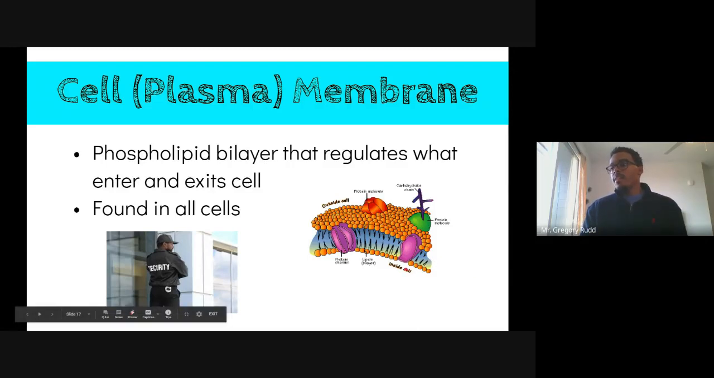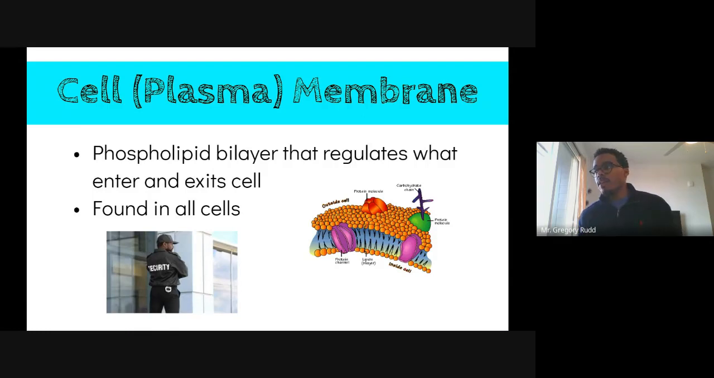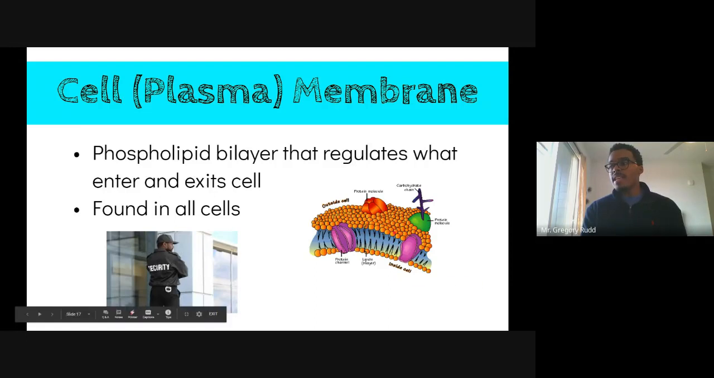The cool thing about the plasma membrane, there are several cool things about the plasma membrane, but one of them is that it is a mosaic. And what we mean by that is that it has a lot of different things embedded inside of it. So you can see there's a protein channel embedded inside of it. This is kind of like a tunnel in the middle of the membrane.